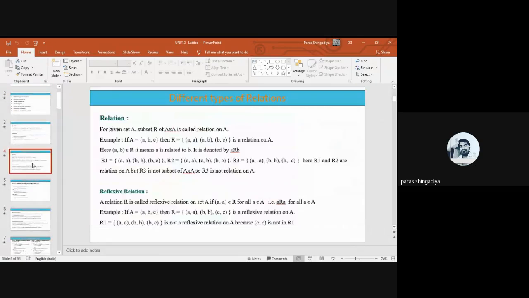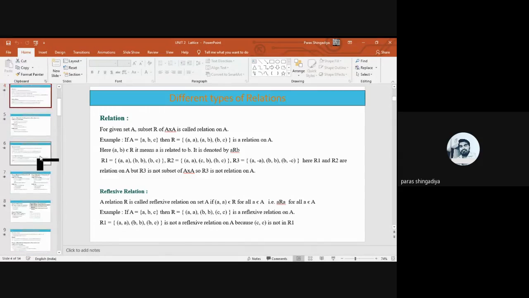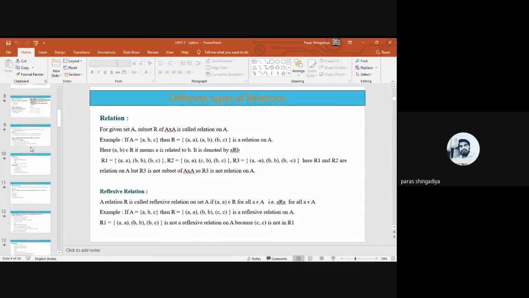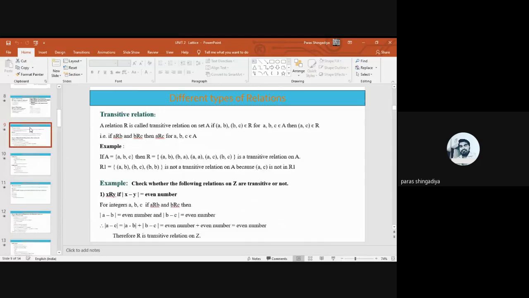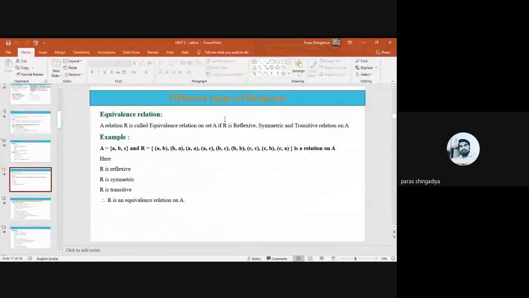Unit number 2, lattice theory. In the last lab, we discussed a few definitions related to this topic: power set, product set, and after the definition of relation, the four types of relation: reflexive, symmetric, anti-symmetric, transitive. After that, we defined one universal form of the relation, that is called equivalence relation.